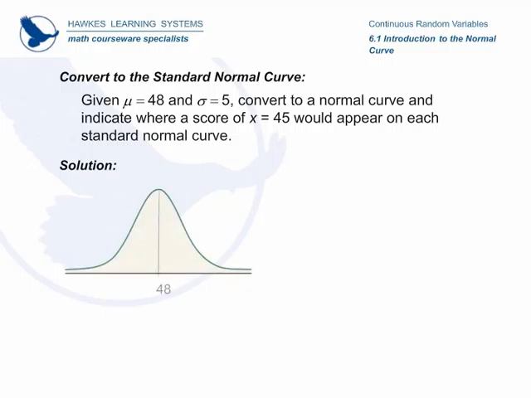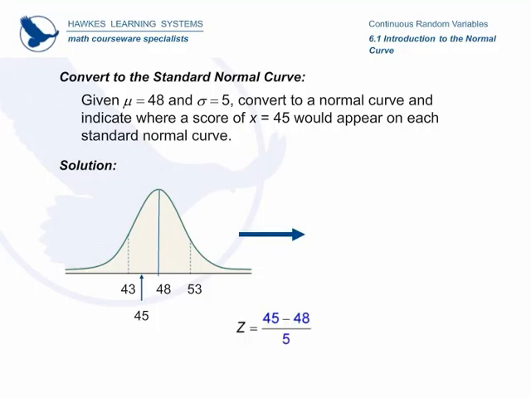So for our solution, we draw our curve and we put in our mean at 48 and our standard deviation is 5. So 48 plus 5 would give us 53, 1 standard deviation above the mean, and 1 standard deviation below the mean would be 48 minus 5, or 43. And now we can plot our data value of 45. Let's continue on.